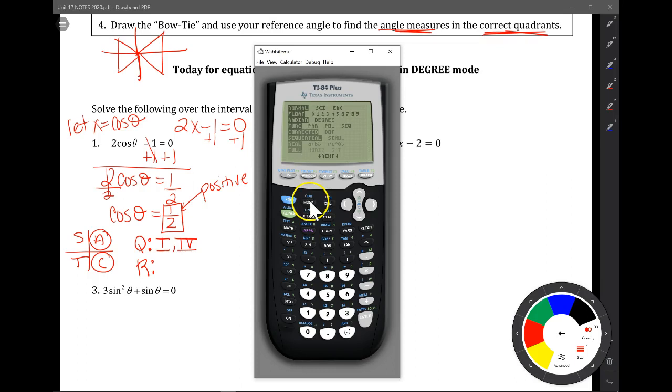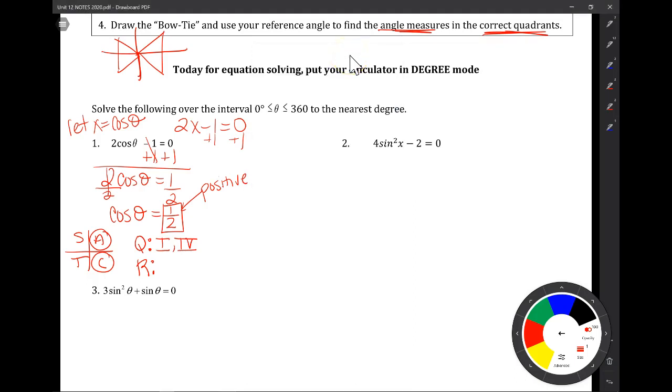Oh, silly me. I didn't put my calculator in degrees, even though I just got done telling you to do that. Well, at least now you know that you would be wrong. There you go. All right, cosine is equal to 1/2 at a measure of 60 degrees. So our reference angle is 60 degrees.